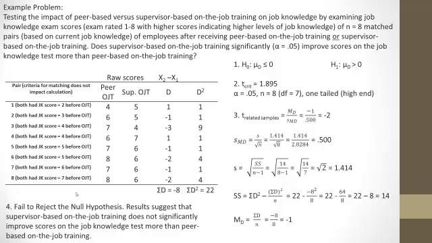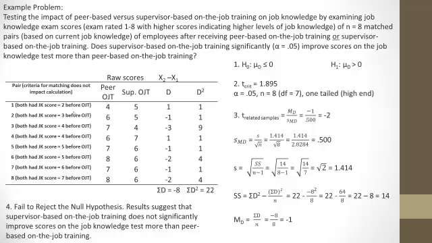So now we want to look at the effect of peer based on the job training versus supervisor based on the job training on job knowledge. But instead of each person getting both types of training, we have two different people in each pair who are getting different types of training. So the first pair of people both had a job knowledge score of 2 before they got on the job training. And the next pair, they both had a score of 3 on the job knowledge test before training. So we're matching them literally on the dependent variable that was measured before they received training.